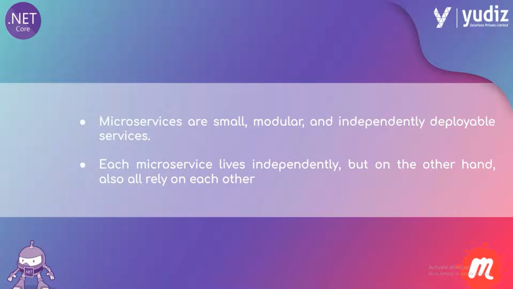That is microservices: each microservice lives independently, but on the other hand, they also rely on each other. As we discussed, each microservice lives independently because it is deployed in its own environment. But on the other hand, they rely on each other. How is that? Because they are different services. We can understand this through an example.